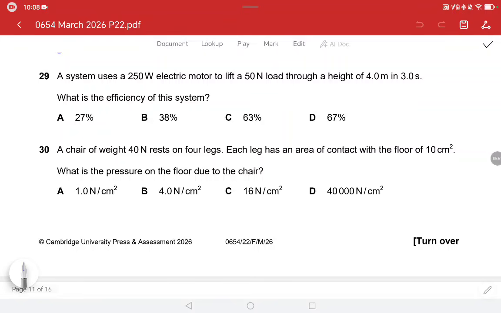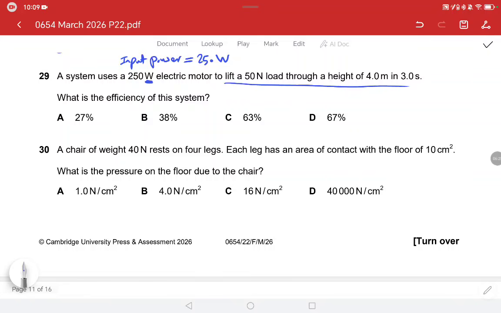In this case, it's very important usually to know the units, because what is the unit of power? So the input power, okay, so this is the input power, is 250 watts. They said that this input will lift a 50 newtons load through a height of 4 meters in 3 seconds. Okay, this will lead to what?